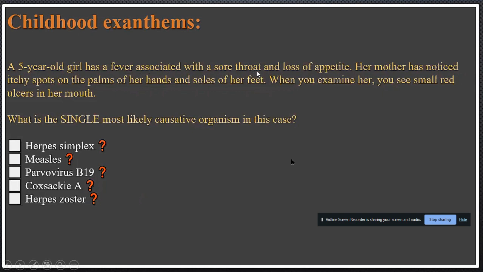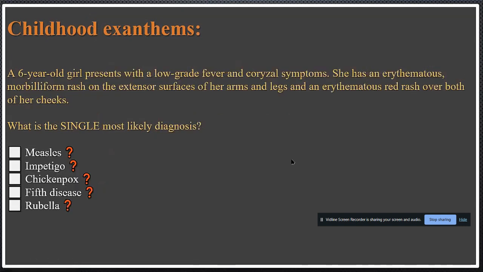Five years, sore throat, loss of appetite, itchy spots on the palms of the hands and soles. To examine. Option A, pemphigus. Hand, foot and mouth disease. Okay. Single most likely diagnosis. Erythematous morbilliform rash. Option D. Fifth disease. Fifth disease. Okay.